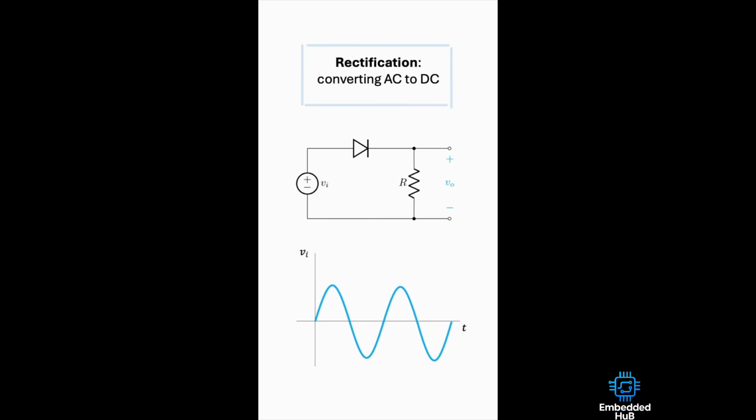The output voltage will therefore look something like this. We can see that a bipolar input is now a unipolar output, an output with a single direction. The diode successfully converted an AC input into a DC output, and this is just one of many applications that the diode plays a fundamental role in.